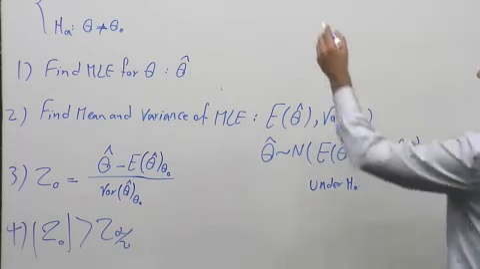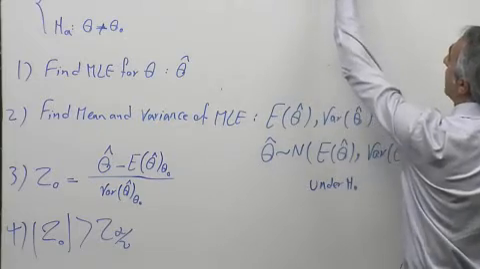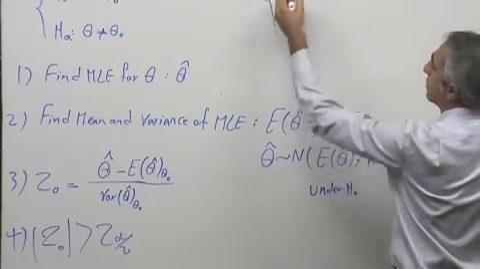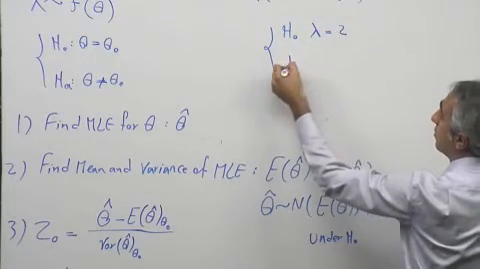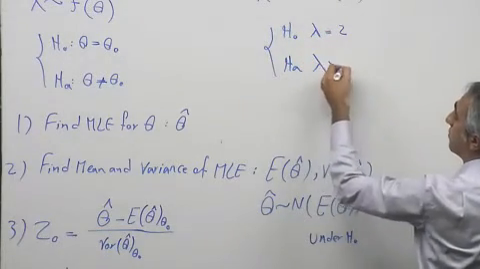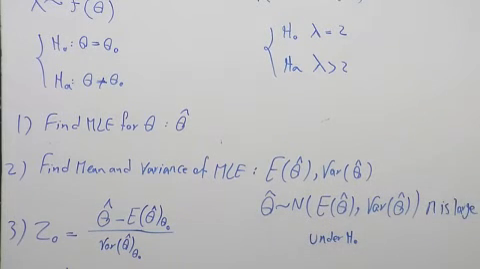Now, for the Poisson distribution with parameter lambda, I want to see if lambda is equal to 2 or greater than 2. Okay? So what is the first step? Find the MLE.